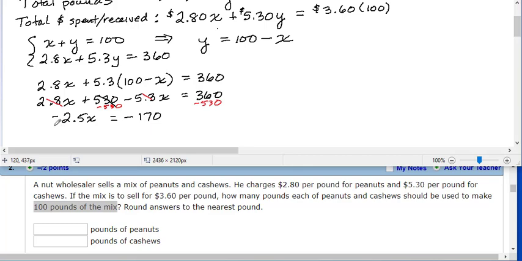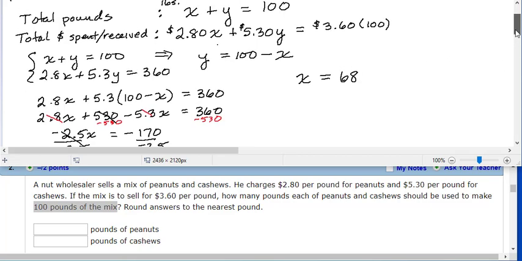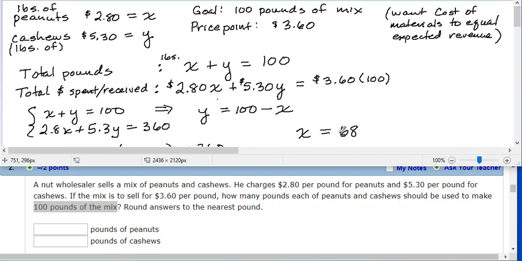170. And then divide. I got x equals 68. And then the question is 68 what? 68 of whatever x was used for pounds of peanuts. So 68 pounds of peanuts in my mix.